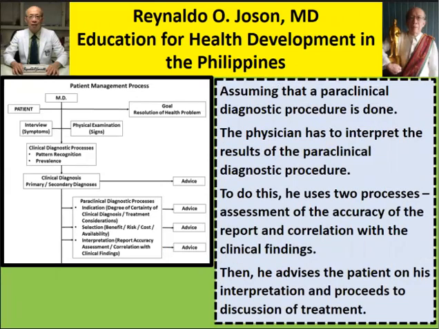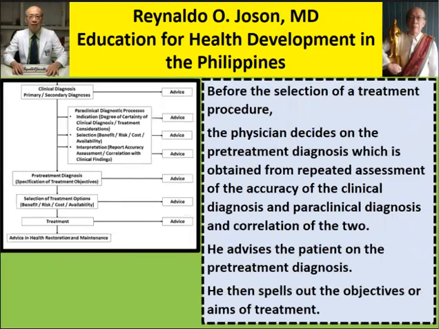Assuming that a paraclinical diagnostic procedure is done, the physician has to interpret the results of the paraclinical diagnostic procedure. To do this, he uses 2 processes: one, assessment of the accuracy of the report, and two, correlation with the clinical findings. Then he advises the patient on his interpretation and proceeds to discuss the treatment.